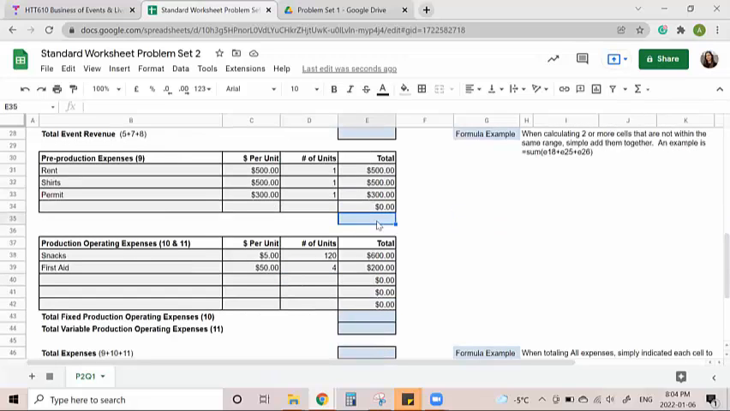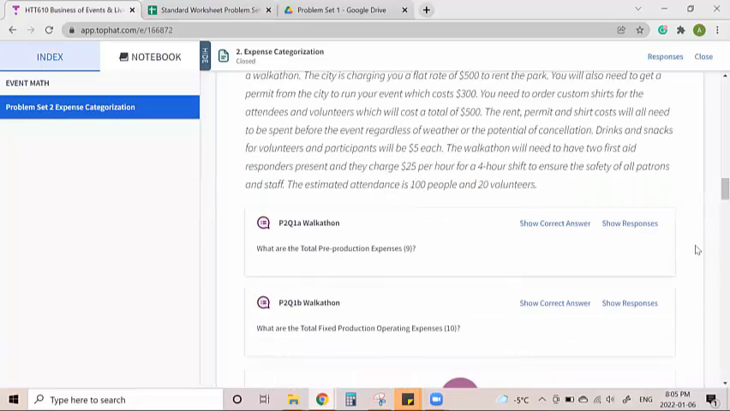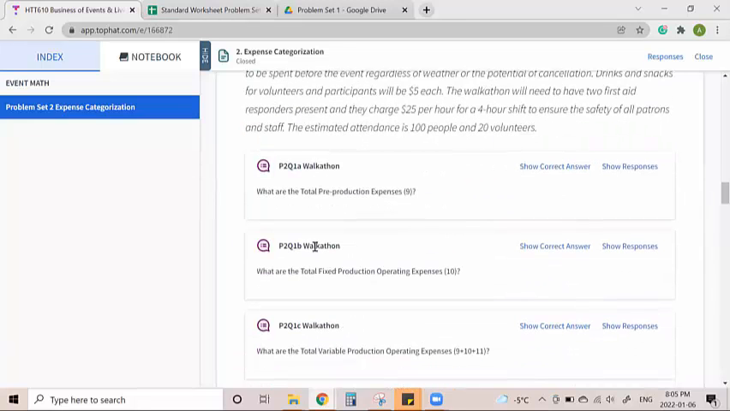Now that we have all the information, we can add the sum formulas for the totals. So again, you will just be doing equal sign, sum, open bracket, select what you would like to add, and put it all together. So for the fixed and variable, the only fixed expense we have is the first aid personnel. And then the only variable expense we have are the snacks, because those change depending on how many people are attending. So now that we have all of that, we can start answering our questions.